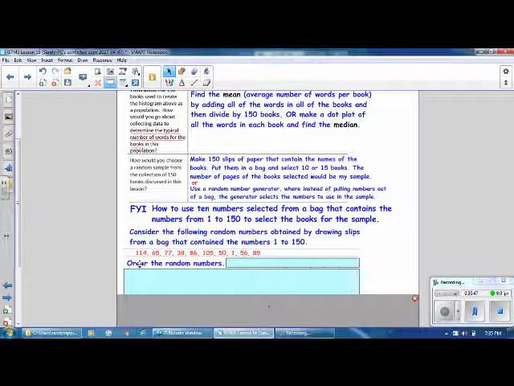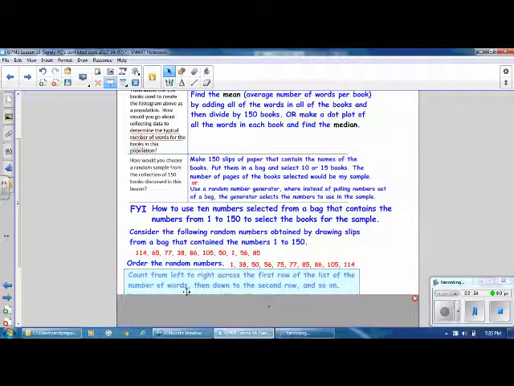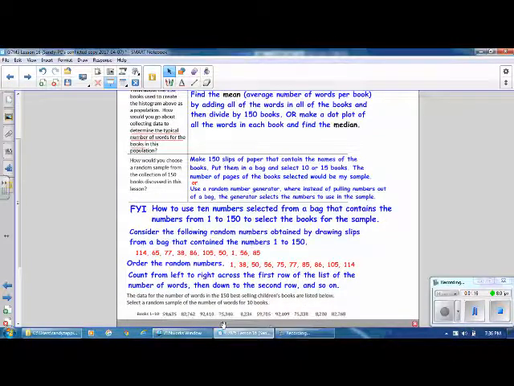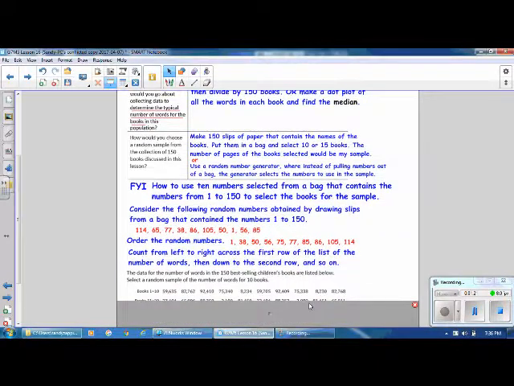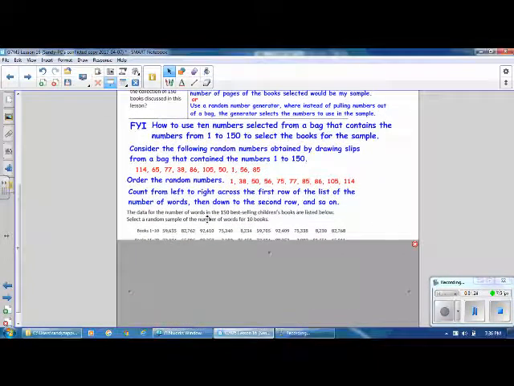So we select from the bag 10 random numbers, and there they are listed. Then you'll want to order the random numbers to make finding how many pages each book has easier. So we order the numbers from lowest to highest. Then we count from left to right across the first row of the list of the number of words, and down to the second row, and so on. The data for the number of words in the 150 best-selling children's books are listed below. Select a random sample of the number of words for 10 books.